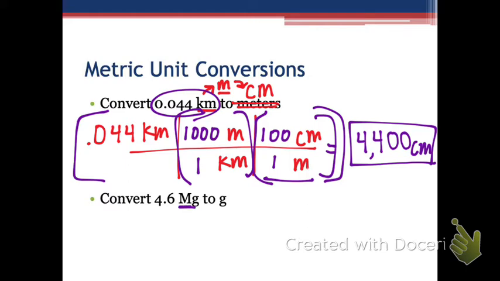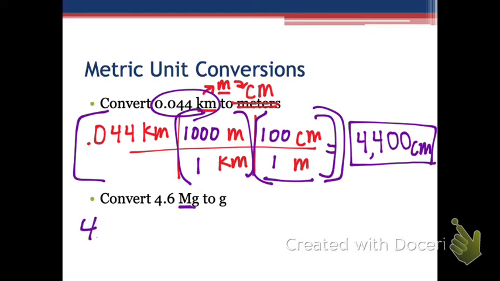What's capital M stand for? Is it milli? Mega. So, I want to go megagrams to grams. Can I go directly there? I think I can, right? Because on my chart it tells me that 1 mega is equal to how many of a regular unit? Right, 1,000,000, okay? So I think I can go directly there.